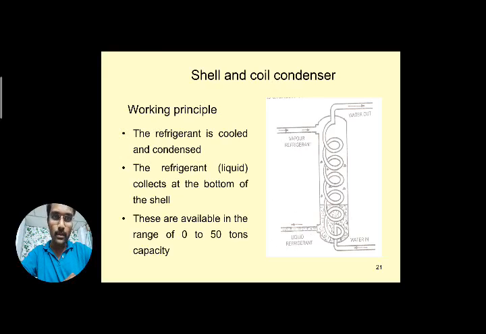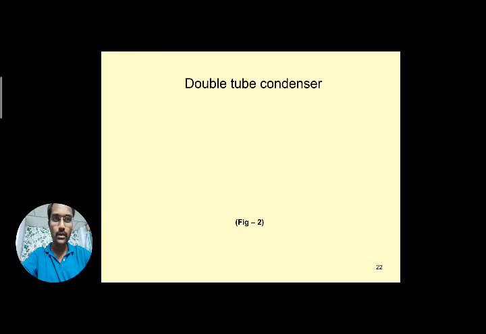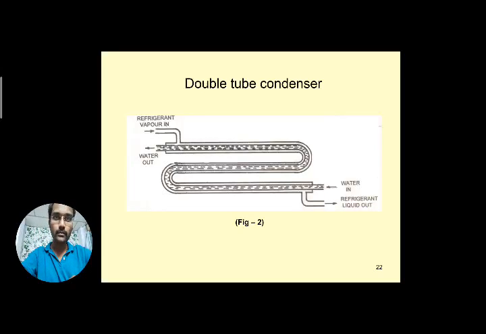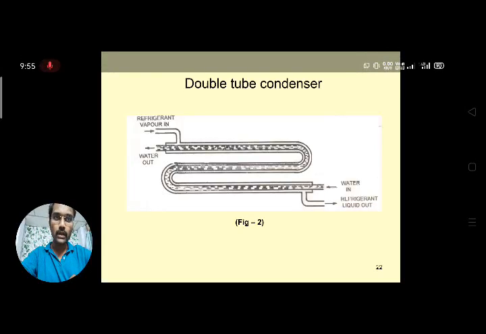These are available in the range of 0 to 50 tons capacity. Compared to shell and tube condensers, shell and coil condensers are used for lesser capacity, and where clean water is available, we can use these shell and coil condensers. Okay, next, coming to the double tube condenser.